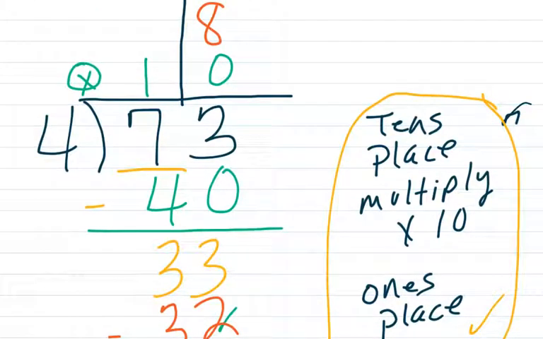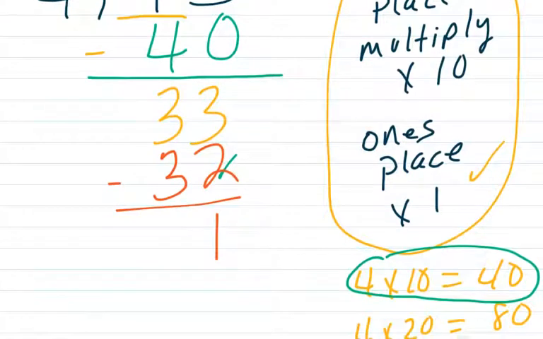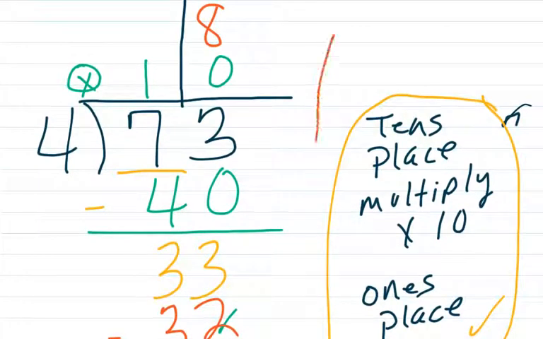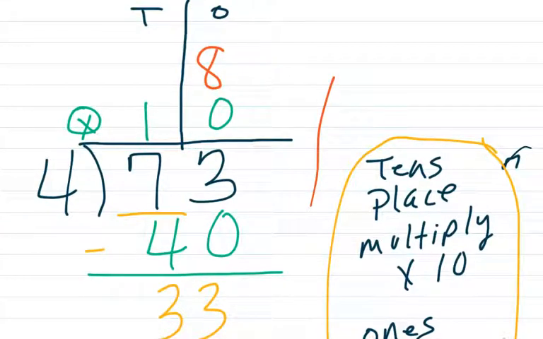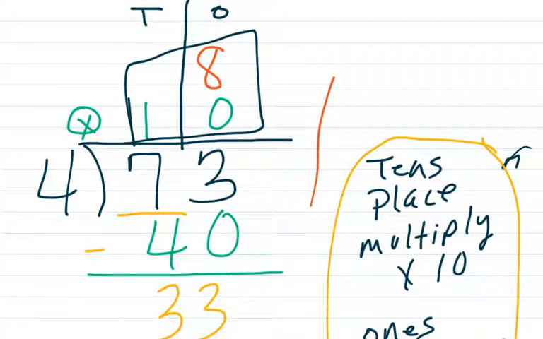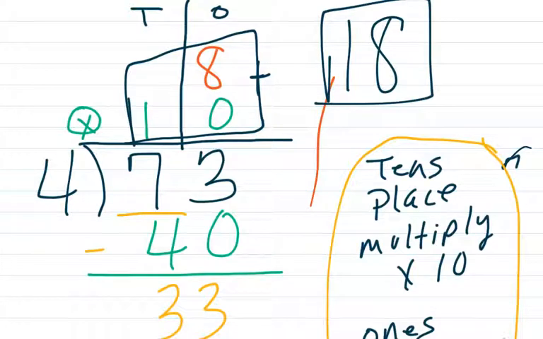Now remember, I'm trying to make groups of 4. And with only one person, or with only $1, I cannot break up. I can break up that 4, but for this purpose, we cannot break up 1 into 4 pieces. So now, what we do next is we take our 18, we put it in a little box, and we put an addition sign to the side of it. Now, 10 plus 8 is 18. So our quotient is 18.